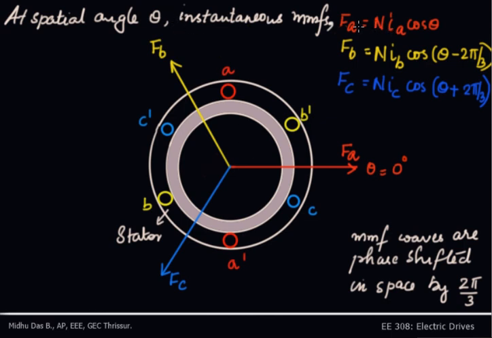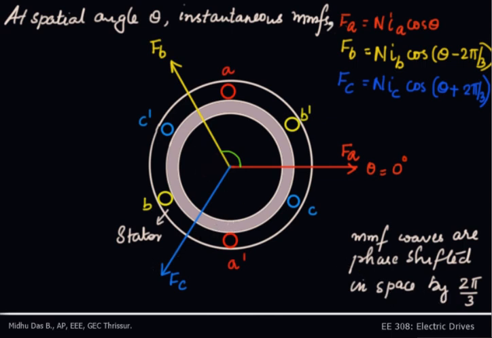Now instantaneous MMF is given by these equations. FA is equal to NIA cos theta, FB is equal to NIB cos(theta minus 2 pi by 3). This angle is 2 pi by 3. And FC will be NIC cos(theta minus 240 degree), or theta plus 120 degree, with respect to this FA. So MMF waves are phase shifted in space by 120 degree.